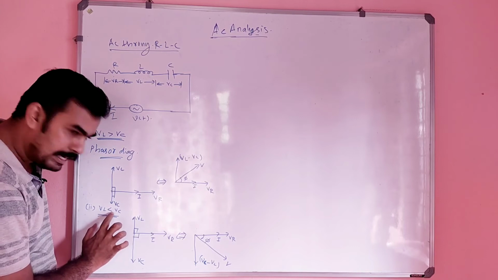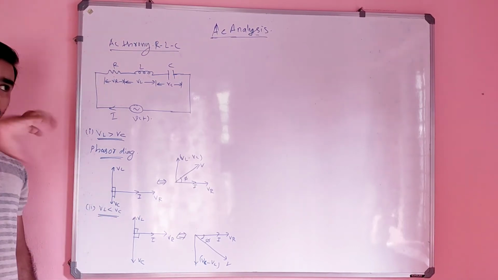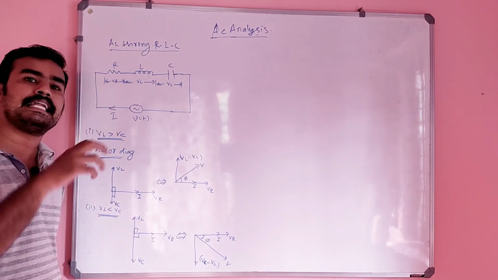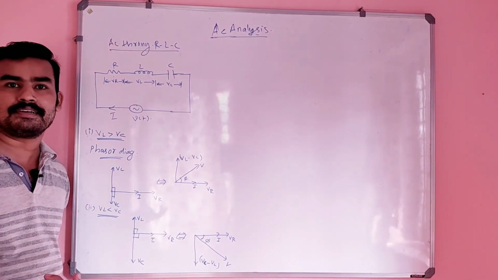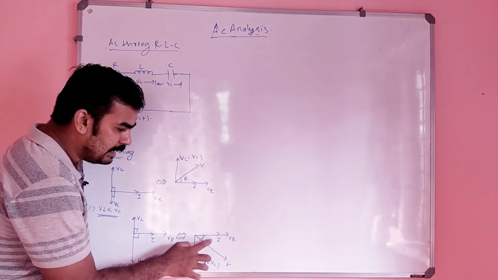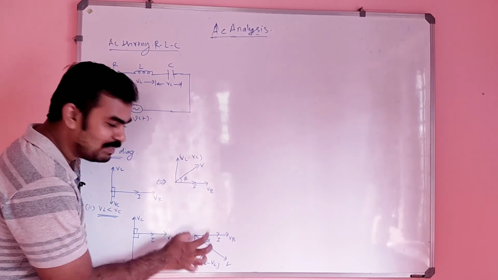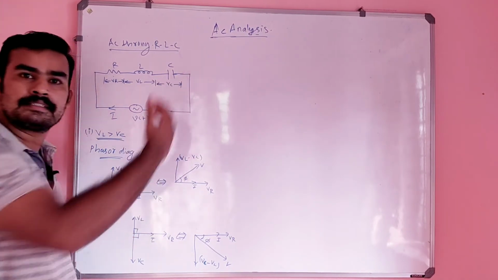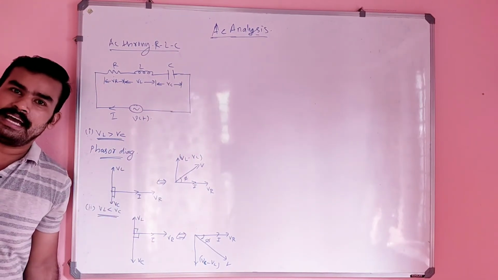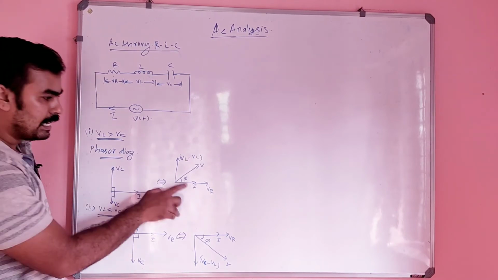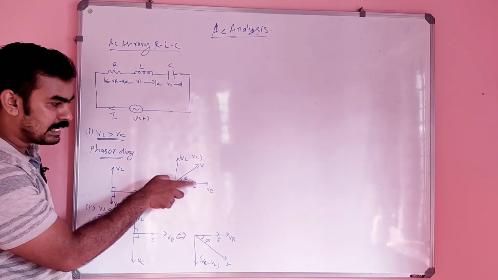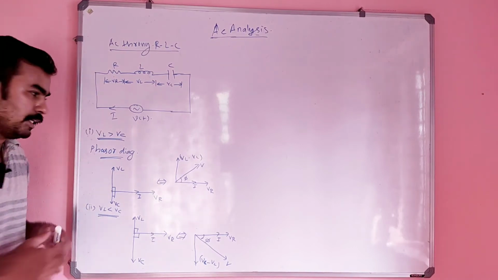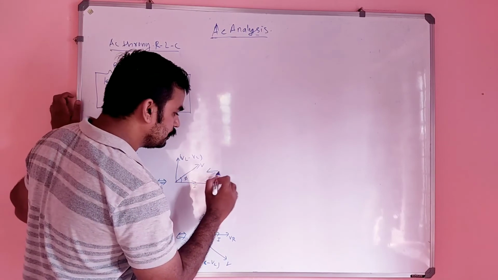But in the case of VL less than VC, it is predominantly a capacitor. That means the dominating factor in the circuit will be the capacitive nature. So the current is always leading the voltage with some angle phi. Current leading means it is associated with the capacitive effect. The current lagging with respect to voltage means it is an inductive circuit. So it will be more inductive.